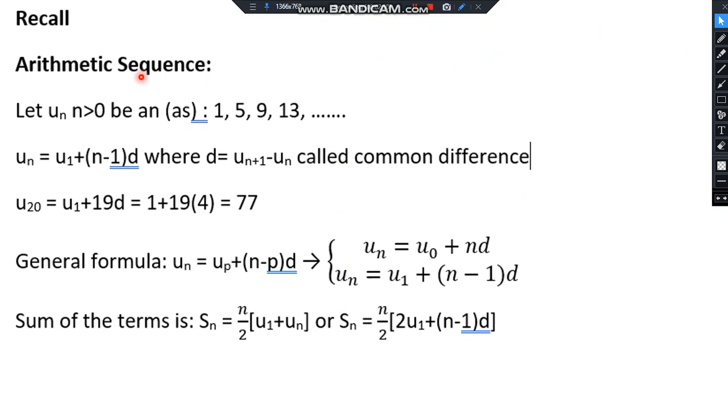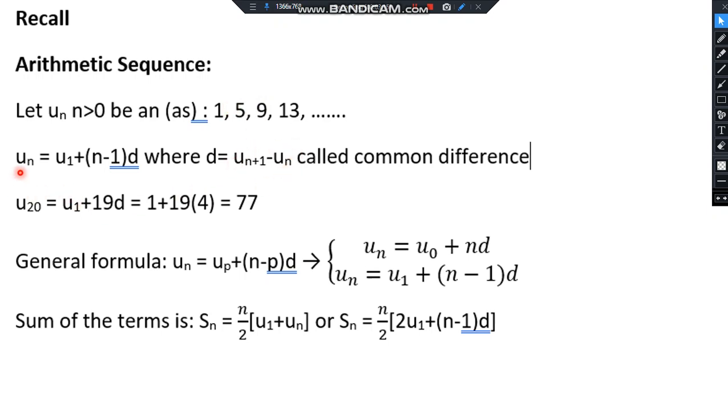Recall of arithmetical sequence. An arithmetical sequence is a sequence where we always add the same number. For example, here we are adding 4: 1 plus 4 is 5, 5 plus 4 is 9, 9 plus 4 is 13. So we say that this 4 is called the common difference, denoted by d. And how do you find d? You do any term minus the term before: un+1 minus un.